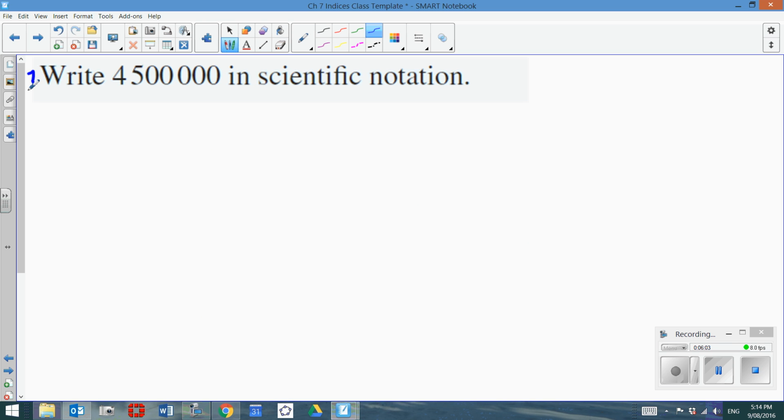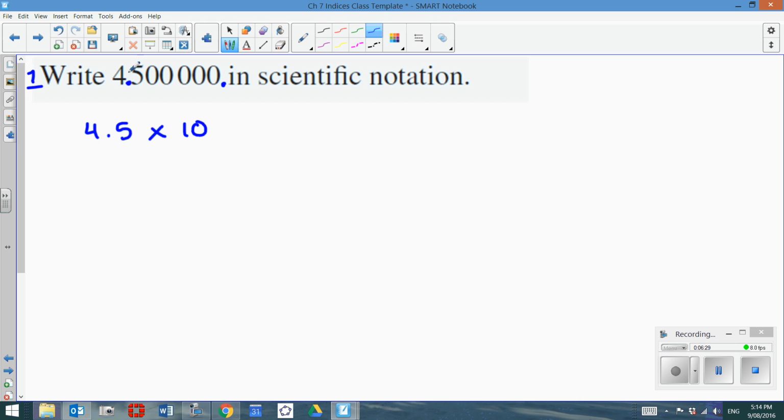So for our first example, we're going to write 4,500,000 in scientific notation. So I'm going to look at where my first non-zero digit is, and I'm going to put my decimal directly after it. So 4.5 times, how many places would I have to move to the right in order to get my decimal where it belongs, which is at the end of all these zeros?